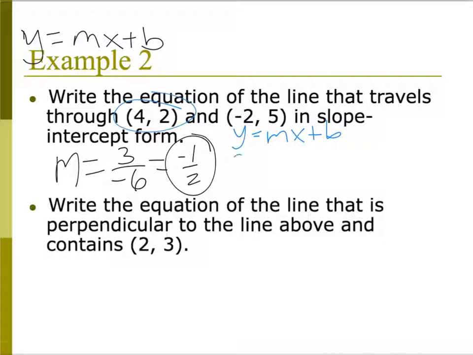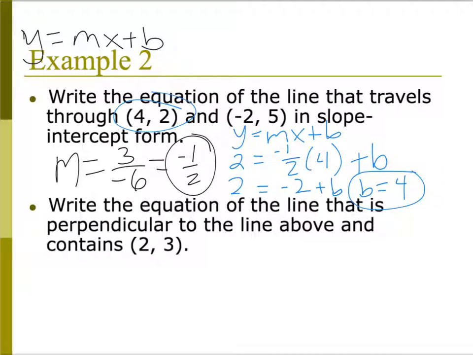That means y is 2. My slope I know is -1/2. And my x was 4. And looky here, all I have left is b. So I can solve for b, is what I'm doing here. So I have 2 equals -2 plus b. If I add 2 to the other side, I get b equals 4. All right. I've got my slope. I've got my intercept. My final answer for this one is y equals -1/2 x plus 4.